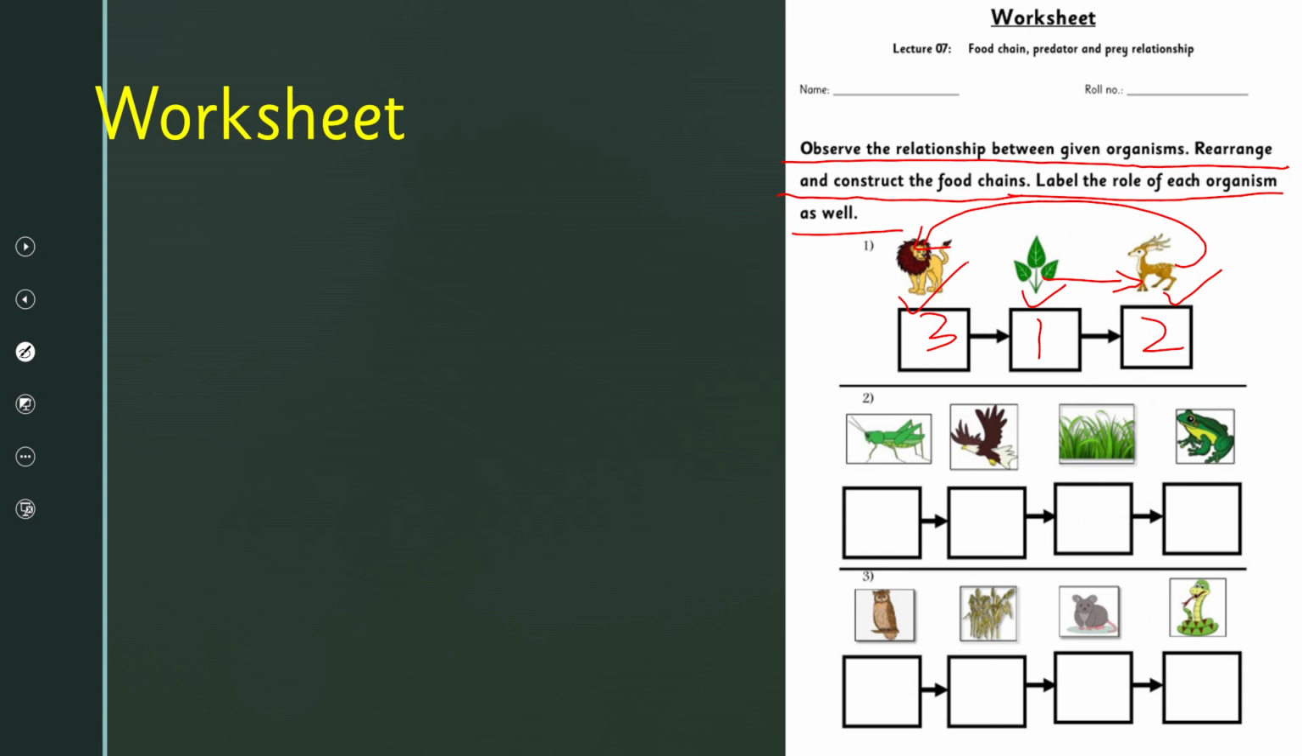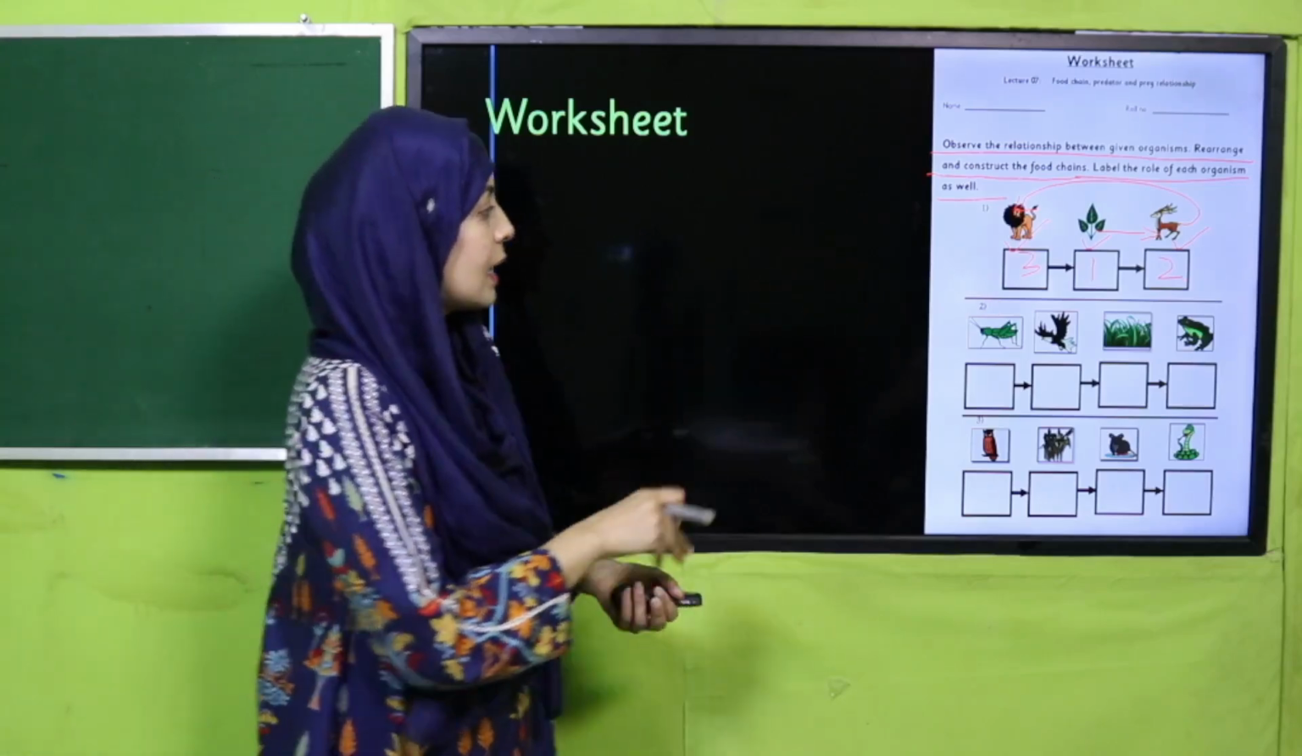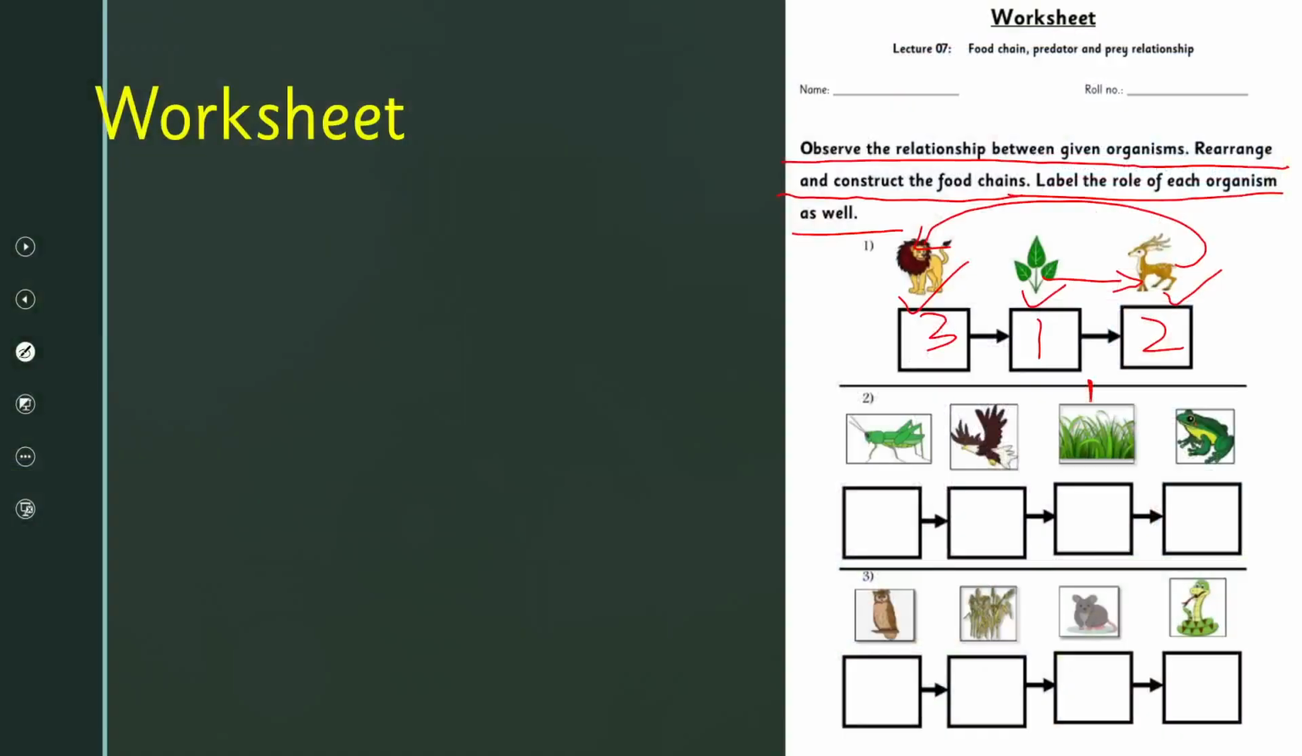In every food chain, the producer always comes first, so underneath it you will write number 1. You can write 1 at the top, 2, 3 and 4, and after that you will write underneath them producer, primary consumer, secondary consumer and tertiary consumer. This is how you will finish the worksheet. Finish it and submit it to your teacher.